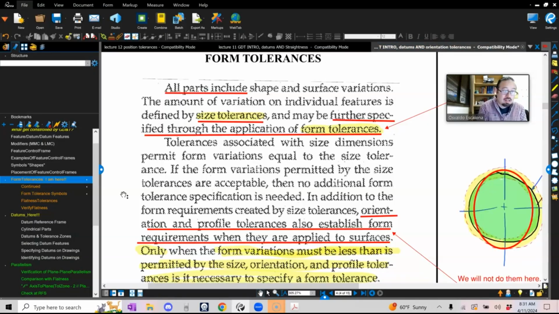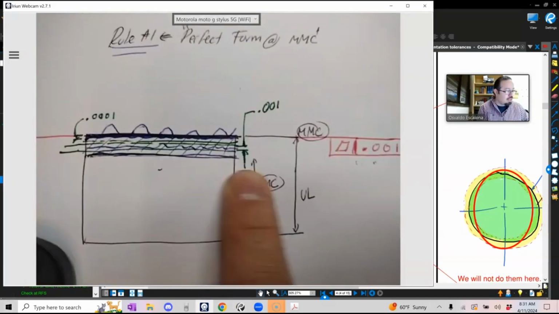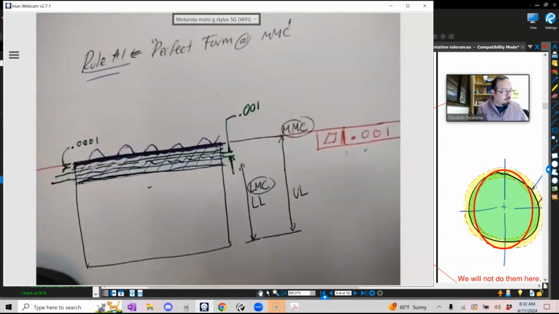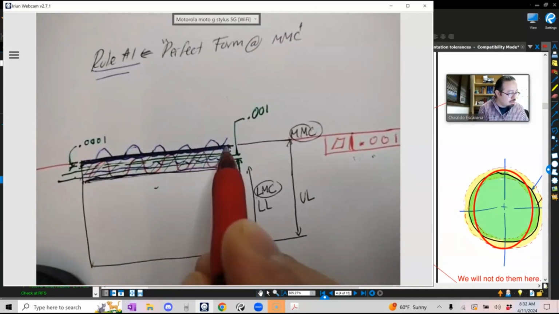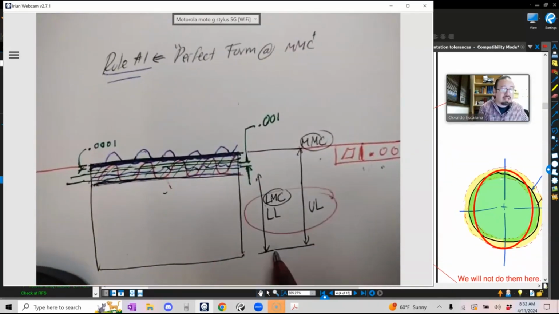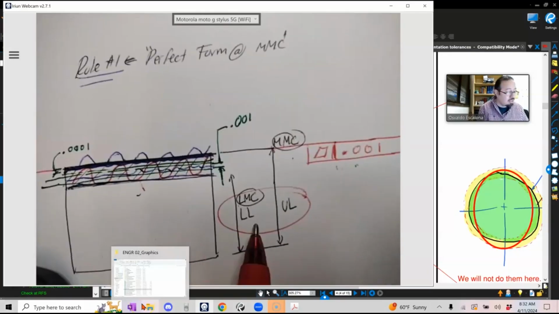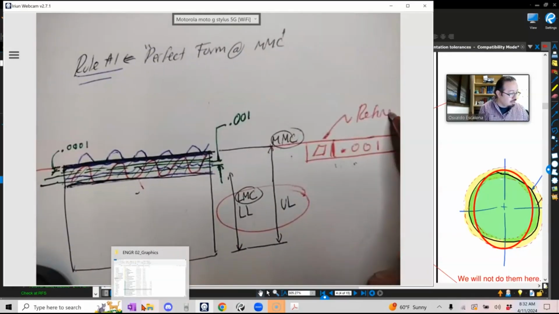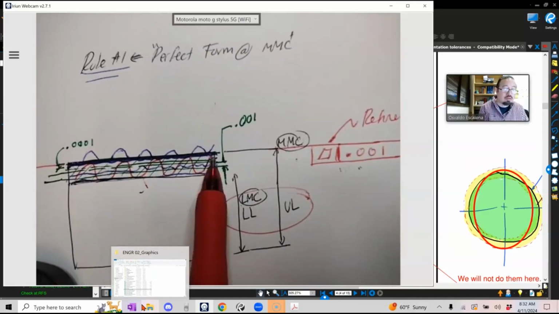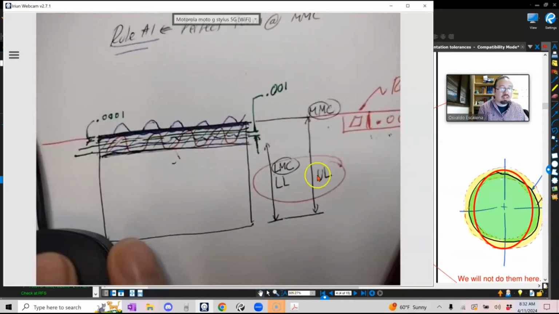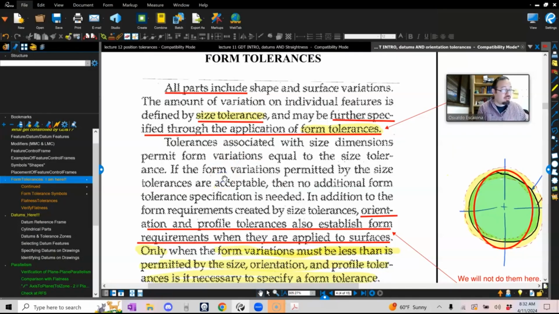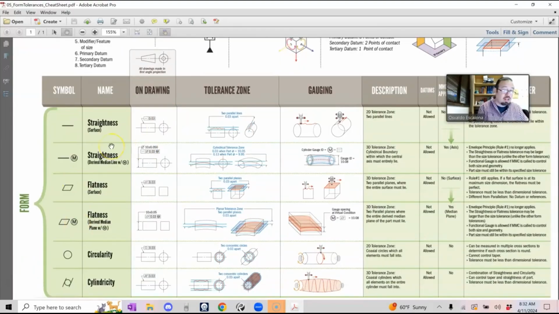Now that we have talked about rule number 1, we can talk about form tolerances. Form tolerances are a refinement of the already existing size tolerances. In other words, you already have a form variation just by using your regular plus and minus dimensions. This is a refinement that allows you to create these two planes in the middle to refine the shape of it. Your size tolerance already does this for you; the form geometric tolerances, all of these that you see there, are just a refinement.